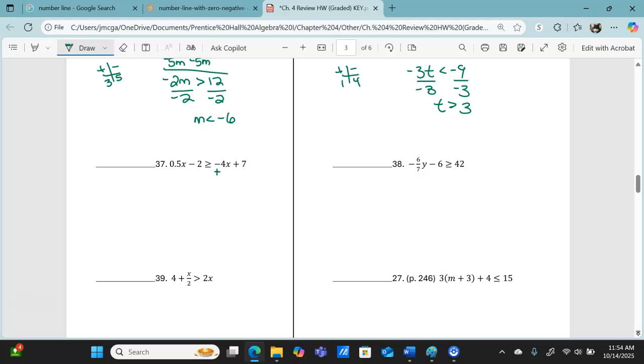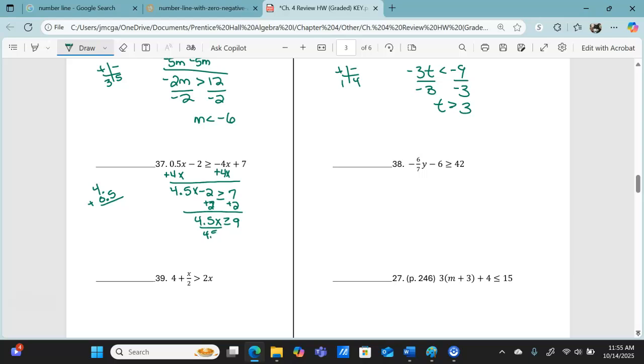On 37, I'm going to add 4x to both sides because it is currently a minus 4x, and the opposite of that would be plus 4x. Now, you need to be careful on this because we have 4 and 0.5. So you've got to line up the decimals. So you're going to get 4.5x. Add 7, not 7, 2. 4.5x is greater than or equal to 9.